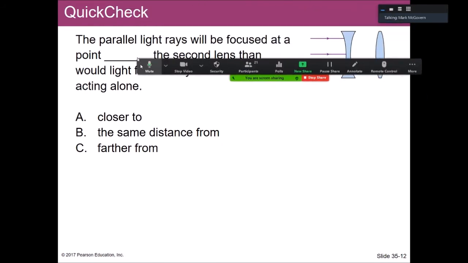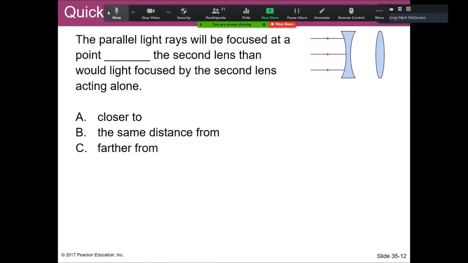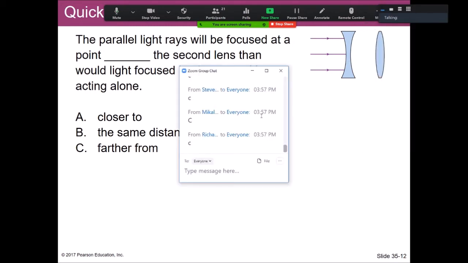So, question for you here. Parallel light rays focus at a point. If the light is closer to, the same distance from, or farther from the second lens, then the light would be focused by the second lens at what location? What do you think is happening here? So put a letter down if you think you've got it. The first thing to consider is what the light is going to do when it goes to the divergent lens, then what happens when it goes to the convergent lens. All right, C's. Great.